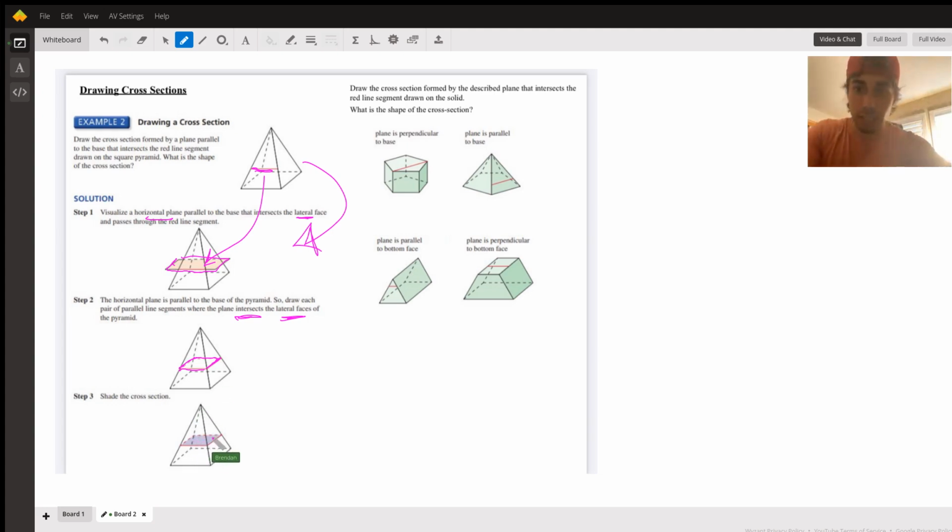And then lastly, we can shade in that cross section. So it gives us this cross section. Gives us like a square or a rectangular shape right there. All right. So those are the steps for drawing a cross section.